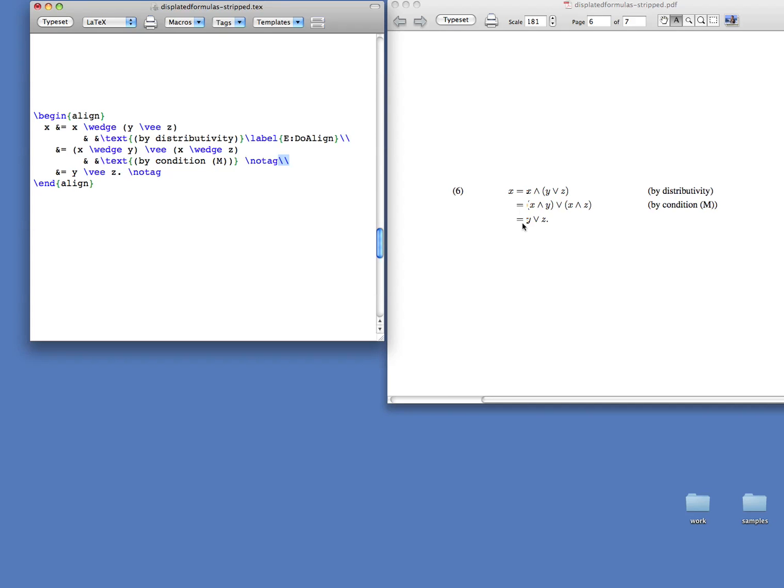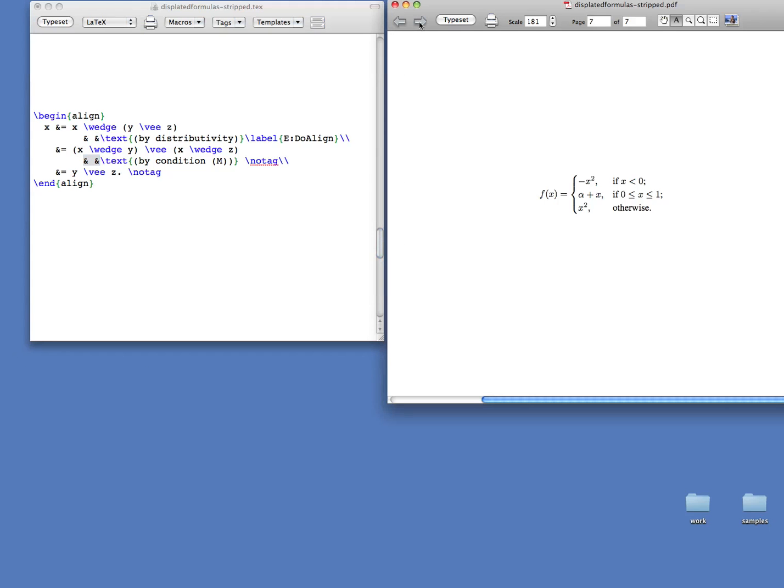I use the ampersand to indicate that the equal signs should be lined up, but I also have to tell LaTeX that these guys should be lined up, and this I do with a double ampersand. And that's all you have to know. That is annotated align. That's also a variant of the align environment.